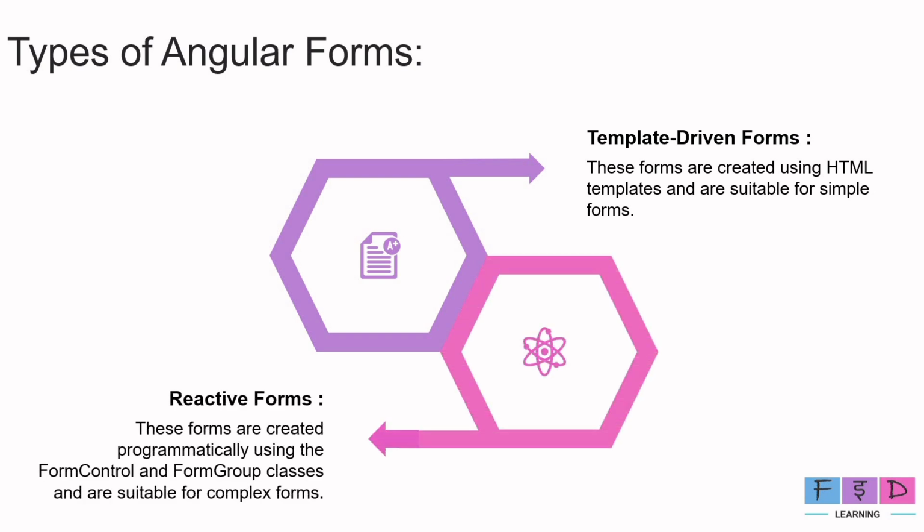Second type of form is reactive forms. These forms are created programmatically using the form control and form group classes and are suitable for complex forms. And reactive forms are also called model driven forms or model driven approach. In these reactive forms, the form logic is defined in the component as an object, and this form offers several benefits, including easier testing of the component.